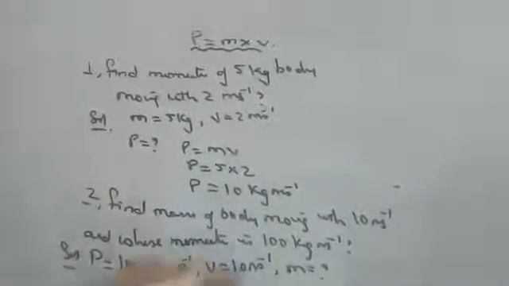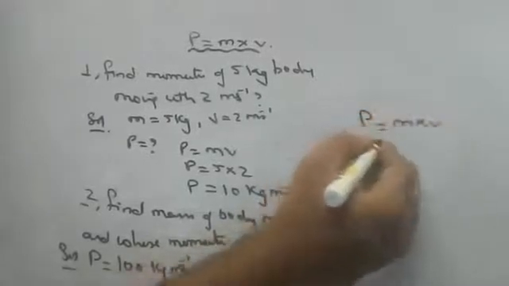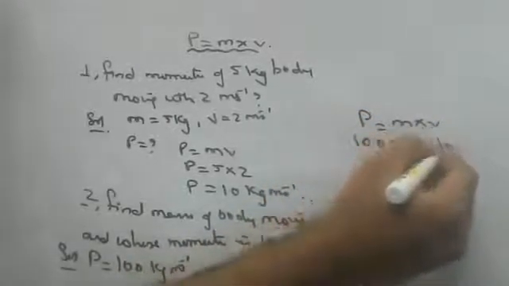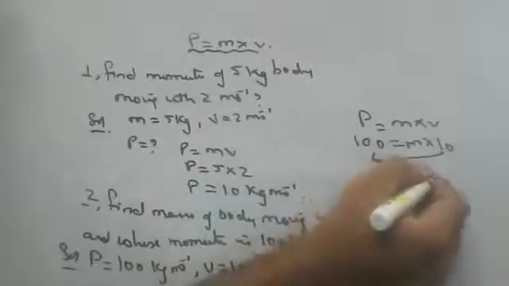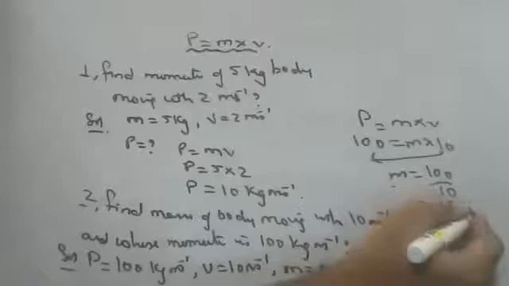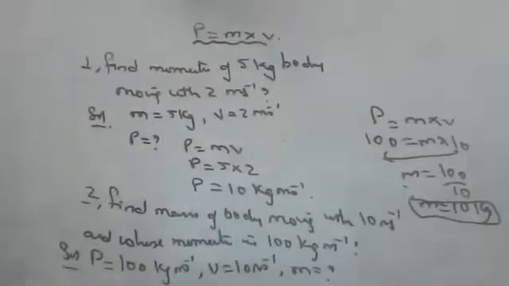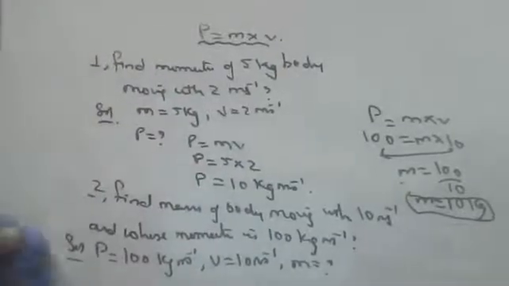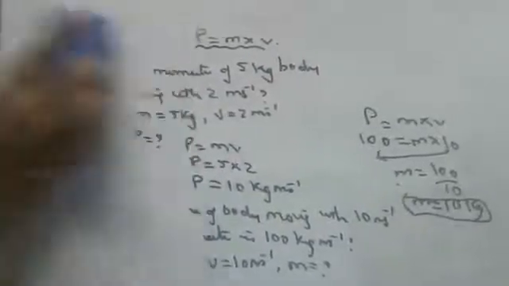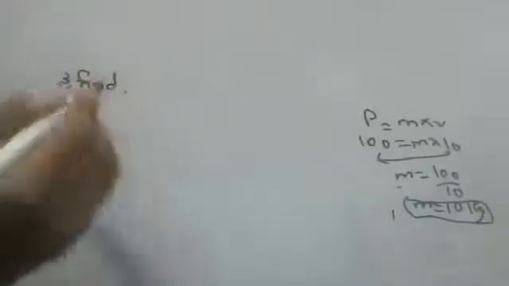So as usual, momentum is equal to mass into velocity. Momentum I gave 100. Mass I am asking. Velocity I gave 10. 10 goes down. Mass is equal to 100 by 10. So mass is equal to 10 kg. Okay. One more numerical I will do. Remaining I will give as homework for you. You have to do it.